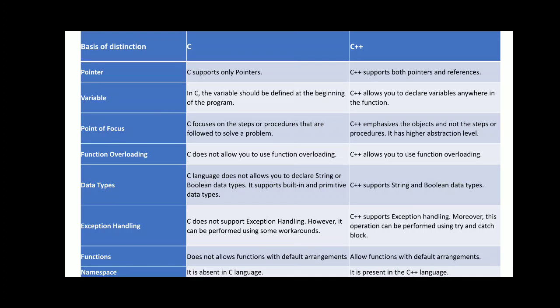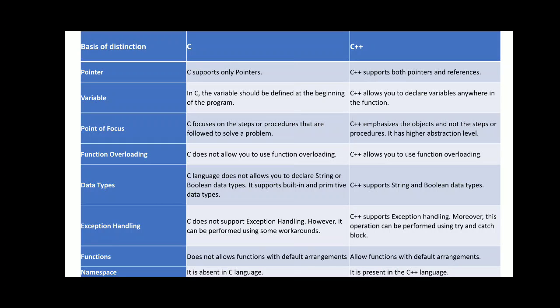Point of focus: C focuses on the steps of procedures that are followed to solve a problem. As we have already said, C is a procedural language, so it follows certain steps or procedures to solve a particular problem. But C++ emphasizes the object and not the steps or procedures. It also has a higher abstraction level.